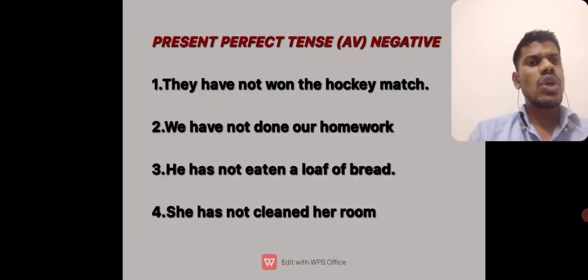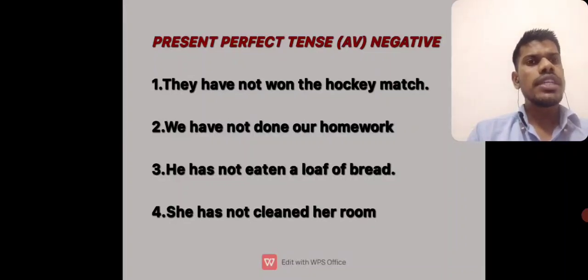Then he has not eaten. After the have form, we have to take not or never to make it negative. Then she has. After that, we have to use not. So the structure is subject plus have or has plus not plus V3 plus object. That is the structure for present perfect negative tense.